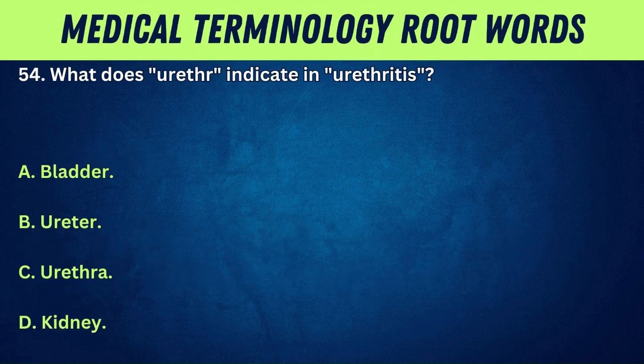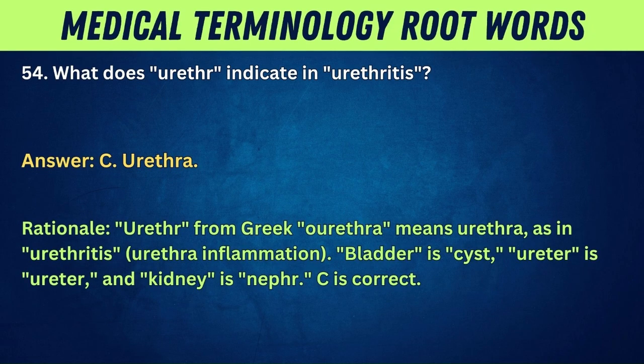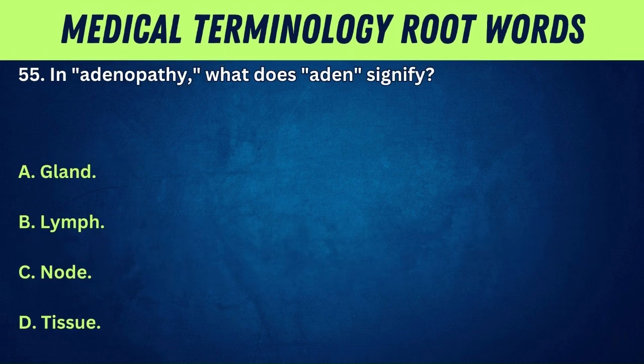54. What does urethra indicate in urethritis? A. Bladder. B. Ureter. C. Urethra. D. Kidney. Answer: C. Urethra. Rationale: Urethra from Greek urethra means urethra, as in urethritis, urethra inflammation. Bladder is cyst, ureter is ureter, and kidney is nephr. C is correct.